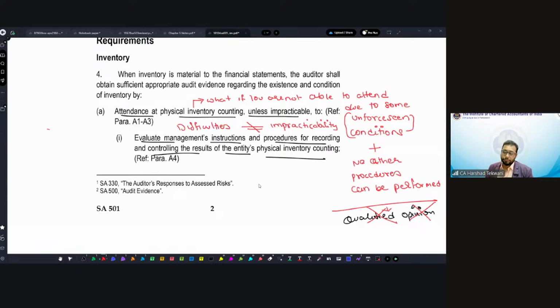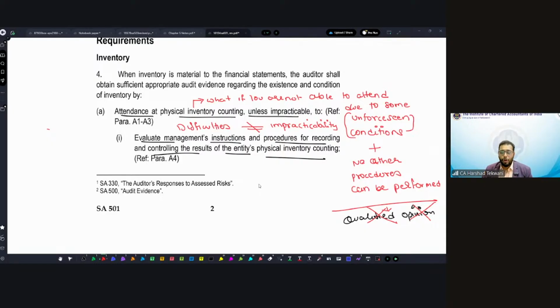Right, sir. In this case, then definitely he has to withdraw from the engagement. If he is unable to perform the audit, definitely he will think for that option. He will not give that qualified opinion because he has not verified. Unless he verifies, only then will he come to know whether the possible effect is pervasive, a single item, or low in materiality.